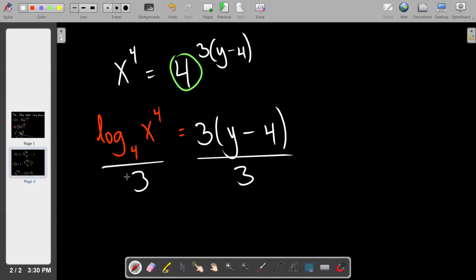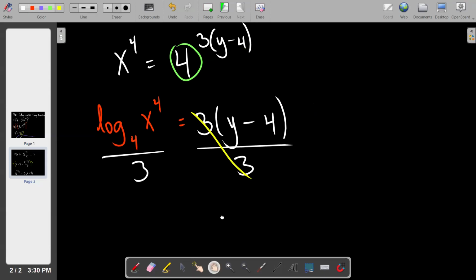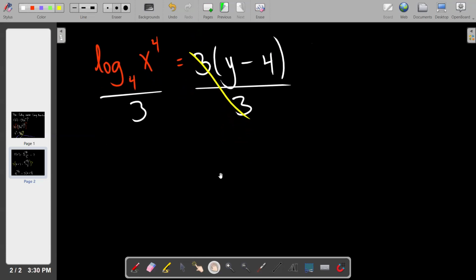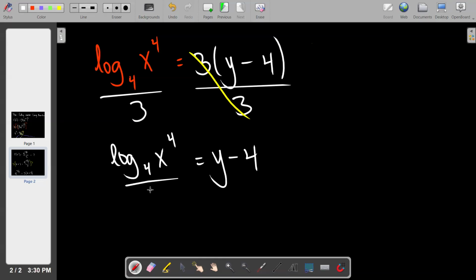Divide both sides by 3, right? Dividing on the right side by 3 renders the parentheses pointless, which is always the goal. We don't want parentheses to need to be there. They exist when they have to. So we're left with y minus 4 equals log base 4 of x to the fourth divided by 3.